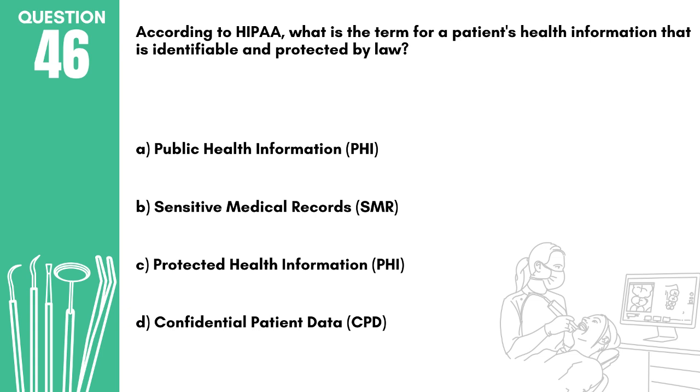Question 46. According to HIPAA, what is the term for a patient's health information that is identifiable and protected by law? A. Public health information, PHI. B. Sensitive medical records, SMR. C. Protected health information, PHI. D. Confidential patient data, CPD.